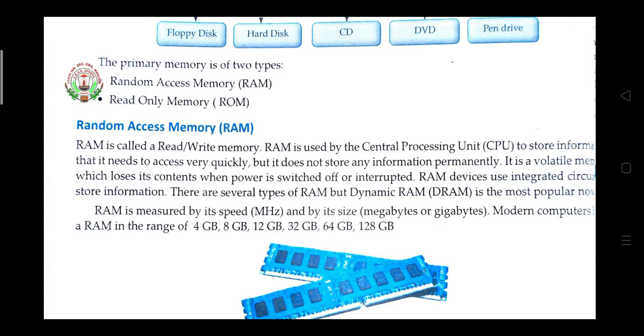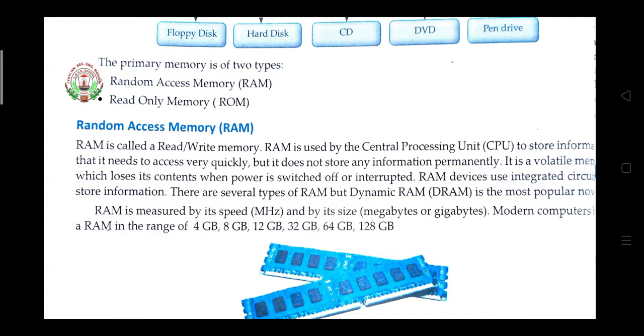It is a volatile memory which loses its contents when power is switched off or interrupted. So if you are opening any application software and you are working, this process is used in RAM memory, and at that time you are writing or reading your data. This information is stored in the CPU in a temporary form.